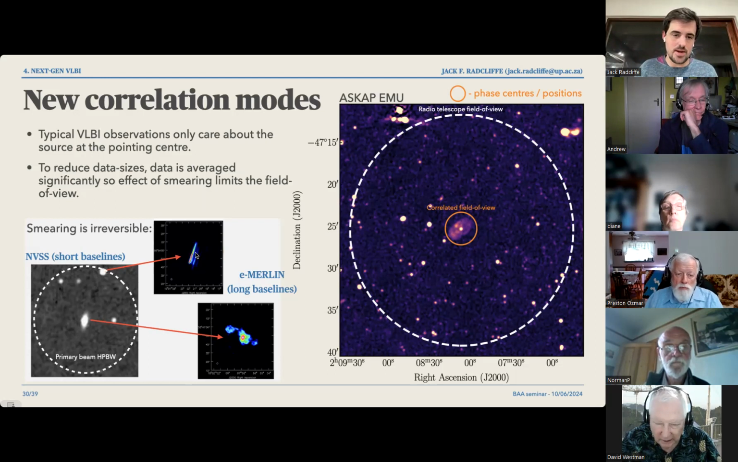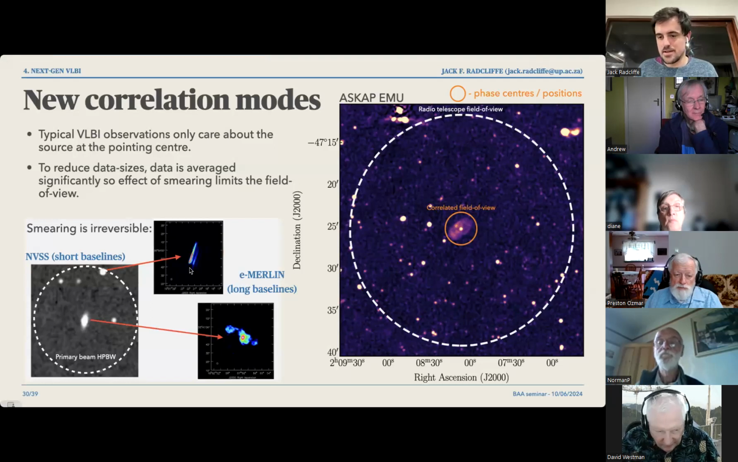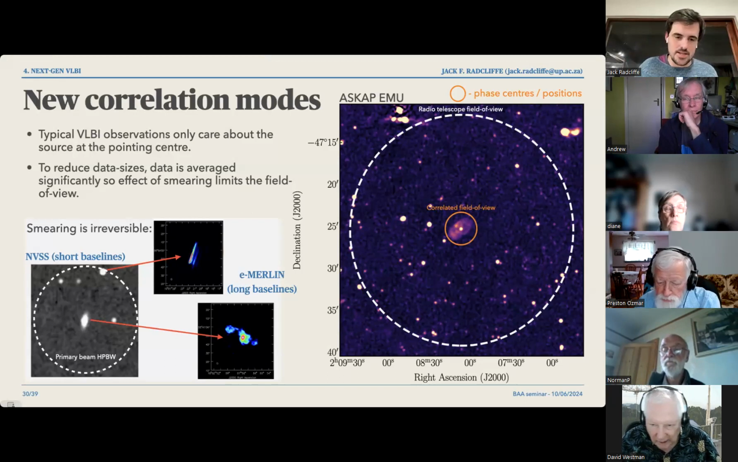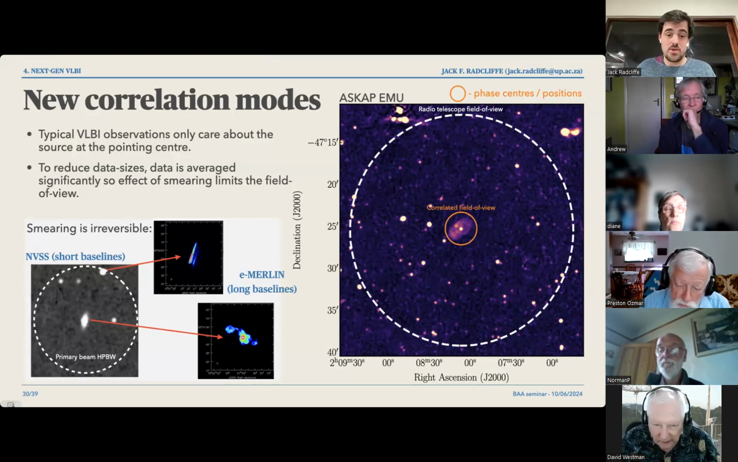But as we move further away, there has never, ever been a radio source that looks like this smear. And it points directly to the point that you're observing. So this points towards here. And this is irreversible. It's because of the averaging of the data, the smearing comes out. So whenever people in the last 50 years have used VLBI, they've basically thrown away 99% of the data.